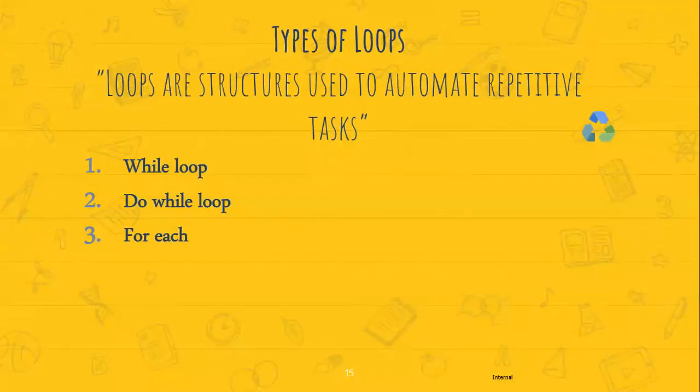Now we have three types of loop. In UiPath, we have only three types of loop which we use: while loop, do while loop, and for each loop. So let's first see while and do while.